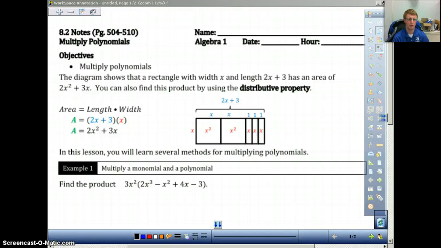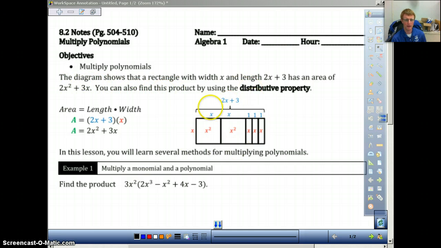So in this video, we're going to be talking about how to multiply polynomials. In the first section, we talked about adding and subtracting polynomials. This section is going to be multiplying. We defined what a polynomial was. So basically, just to get started here, it says the diagram shows a rectangle.